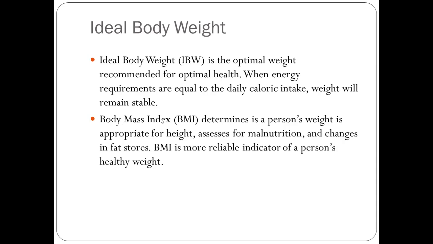BMI is the body mass index. This is what determines whether a person's weight is okay for their height. It helps to assess for malnutrition, especially overnutrition and undernutrition. It's more of a reliable indicator of a person's weight rather than the ideal body weight and stepping on a scale and those types of things.